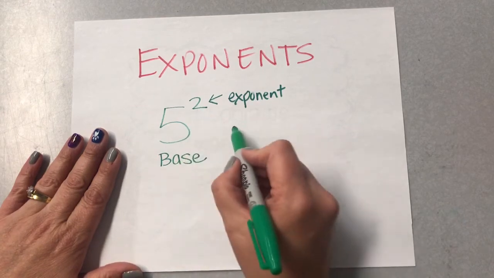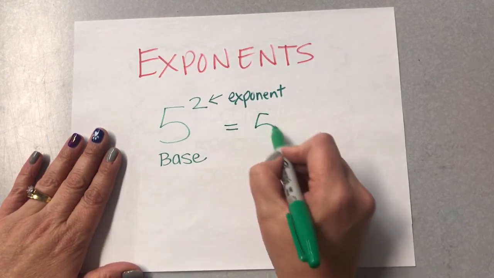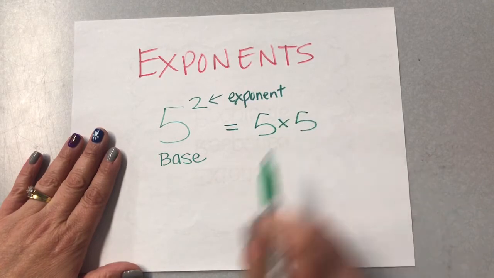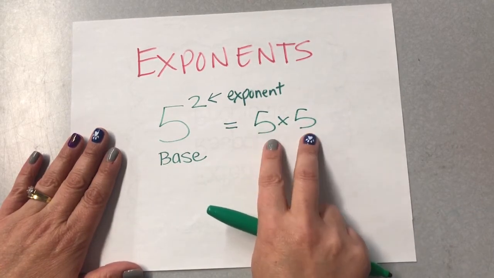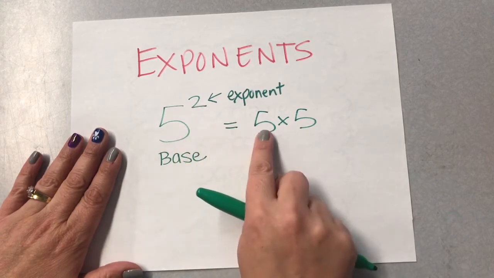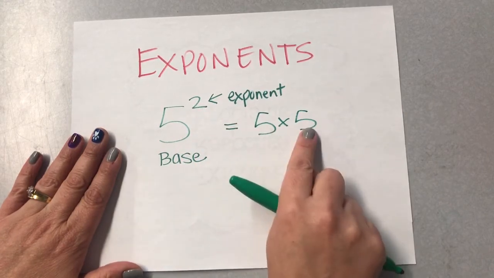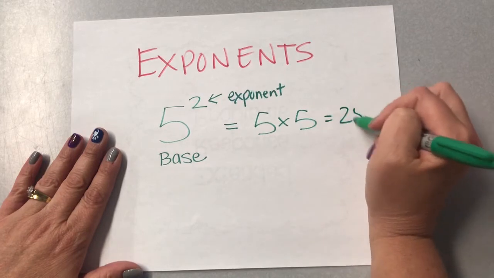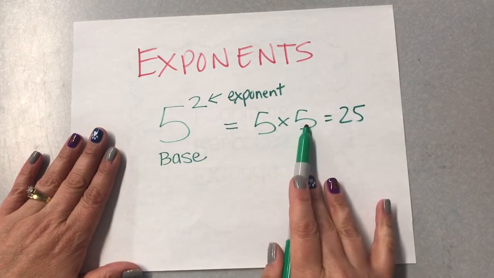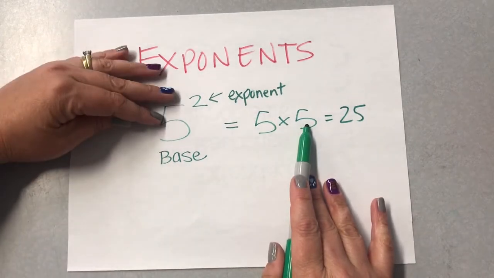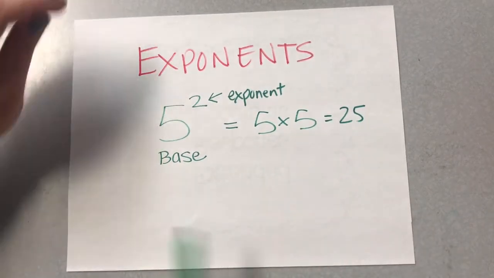So 5 to the second power is actually 5 times itself, and we're going to do it 2 times. So 5 times 5. 5 to the second power is 5 times 5. 5 times 5 we can solve is 25. So anytime you see 5 to the second power, it's always 5 times 5. That's what it tells you to do. It's like a problem, and the answer is 25.